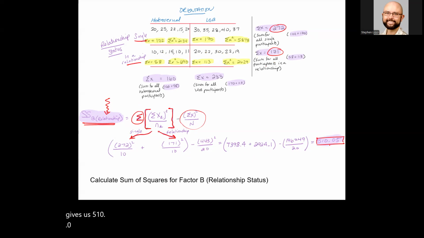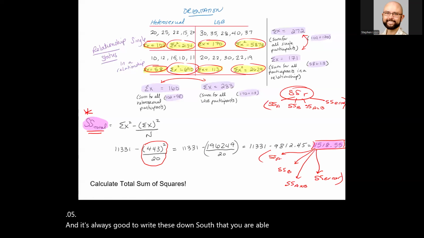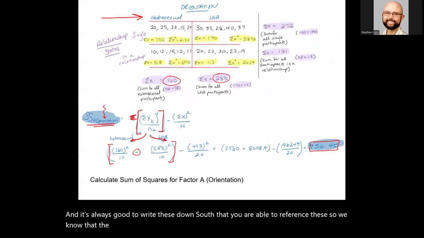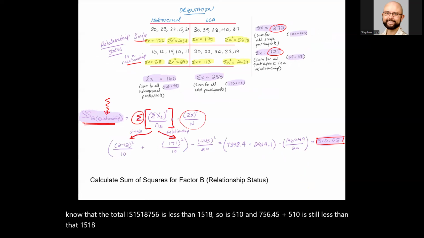510.05. And it's always good to write these down so that you are able to reference these. So we know that the total is 1518, 756 is less than 1518, so is 510, and 756.45 plus 510 is still less than that 1518. So far, so good.